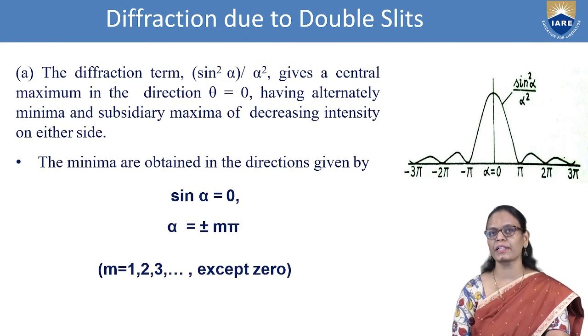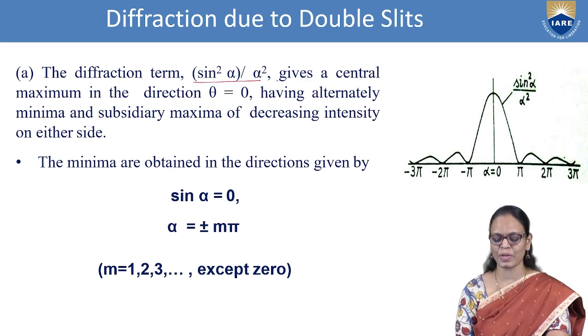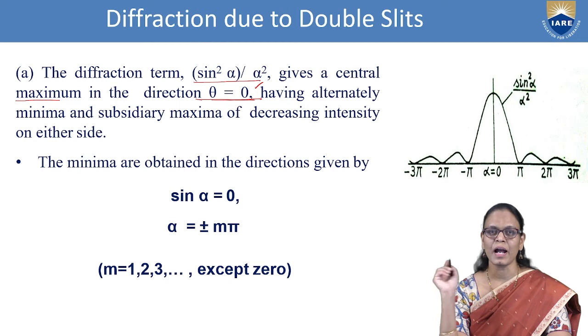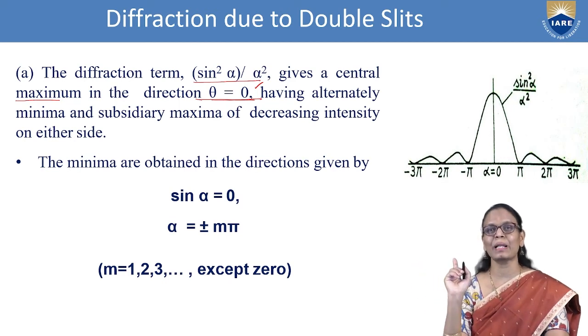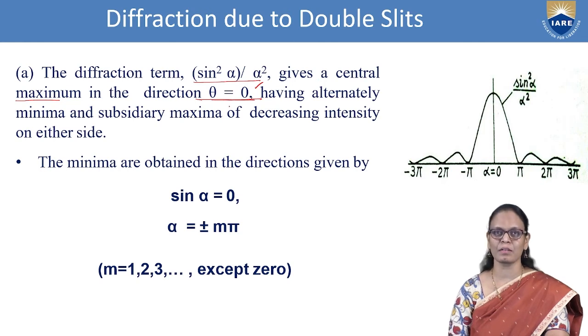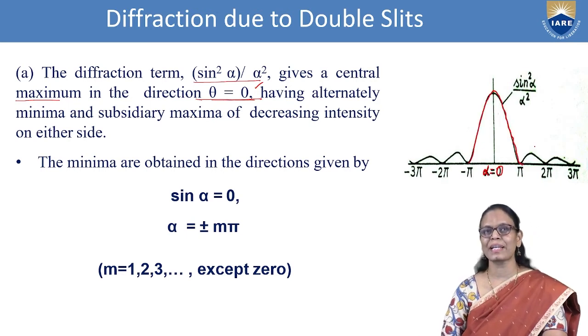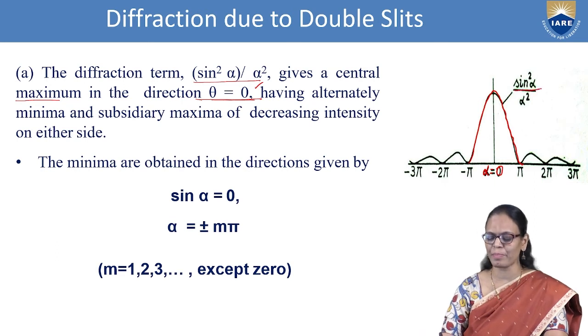Now, the diffraction term sine square alpha by alpha square gives a central maximum in the direction theta equal to 0. Theta equal to 0 means all the rays that travel normally and will not have any bending at the corners. So what it gives is a central maxima. If you see here, at alpha equal to 0, we are having a maxima. This is the maxima which we call the central maxima. This is denoted by the term sine square alpha by alpha square.